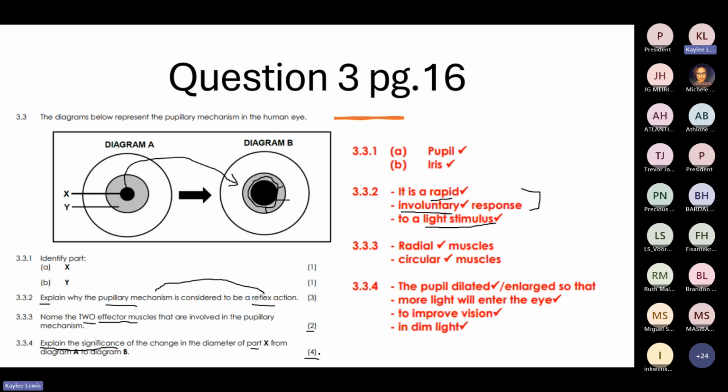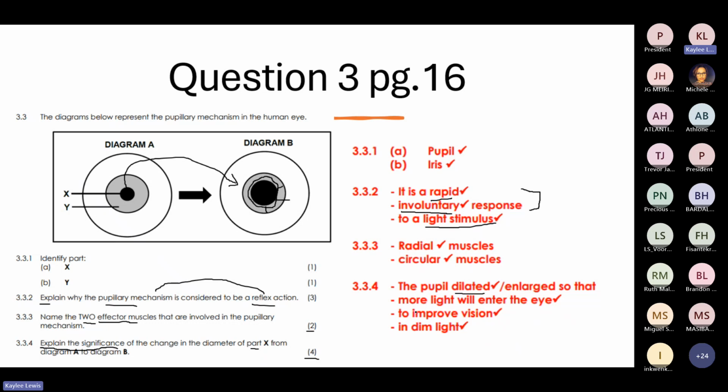So let's look at the memo answer. So firstly, talk about the change. What is the change happening with structure X? So we can see it was constricted and it's becoming dilated. So that will be your first mark. But first telling me the change, and then we're going to go on to explain why that's important. So 1 mark for saying the pupil dilated. Why does the pupil dilate? What is the purpose of the pupil dilating?